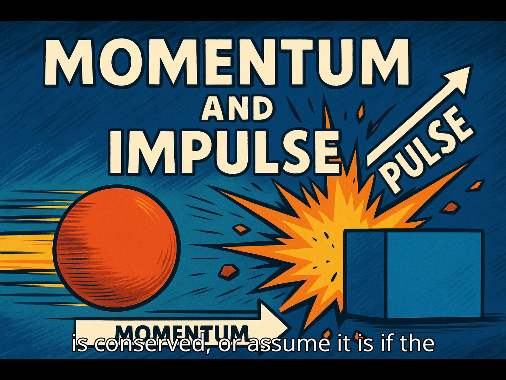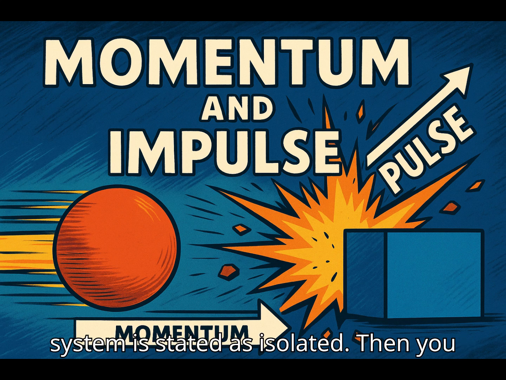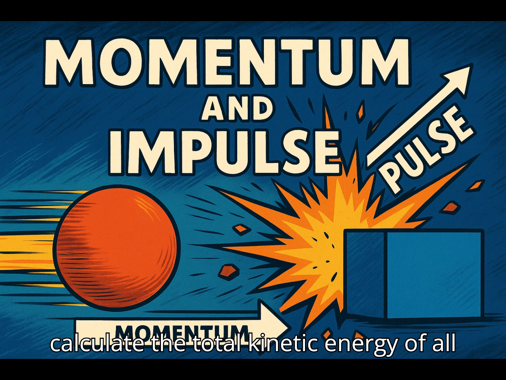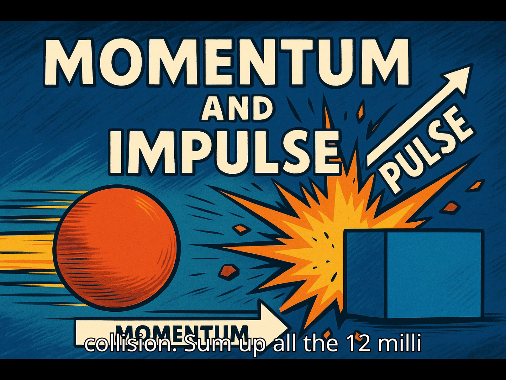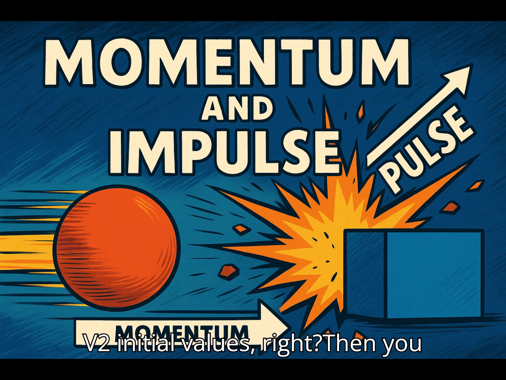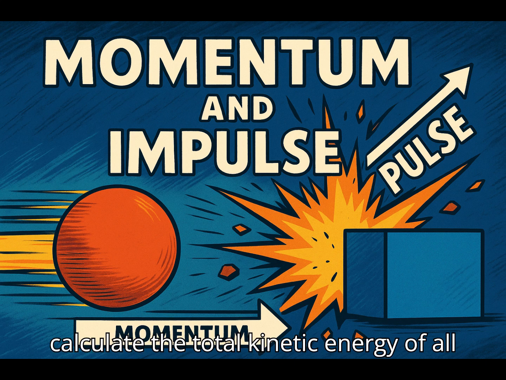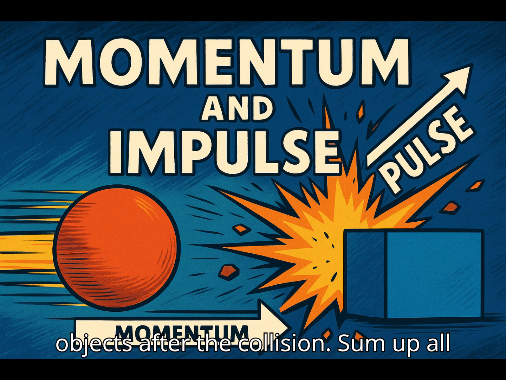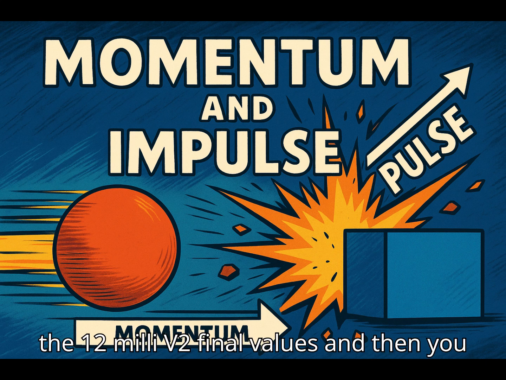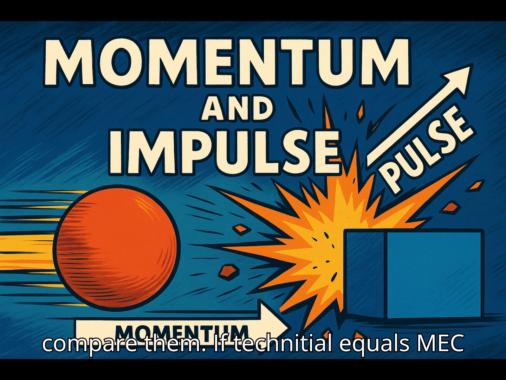Or assume it is if the system is stated as isolated. Then you calculate the total kinetic energy of all objects in the system before the collision. Sum up all the 1/2 mv² initial values. Right. Then you calculate the total kinetic energy of all objects after the collision. Sum up all the 1/2 mv² final values. And then you compare them.